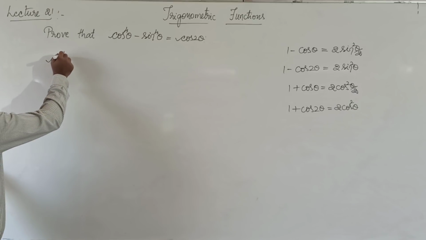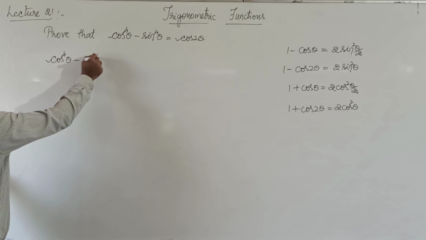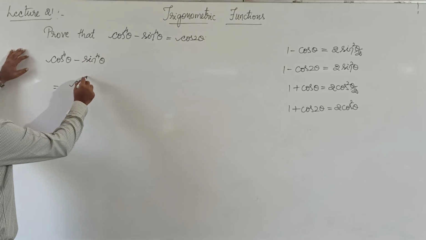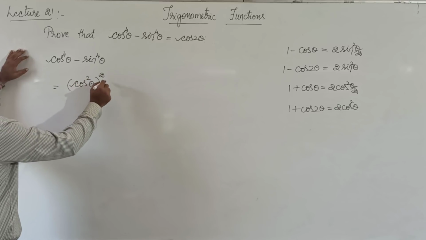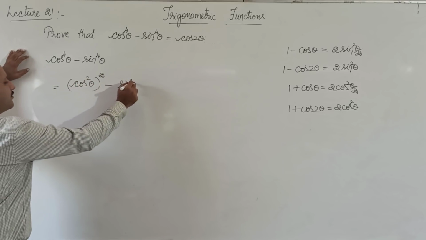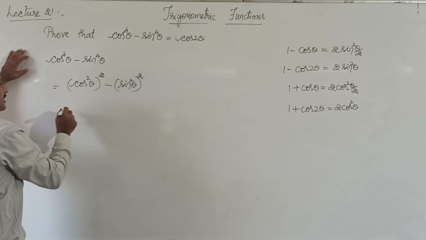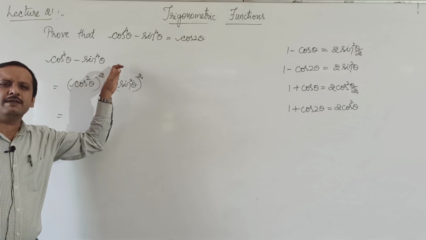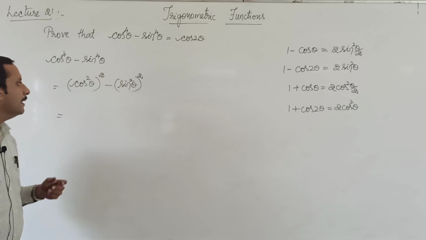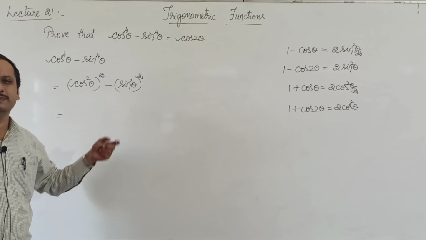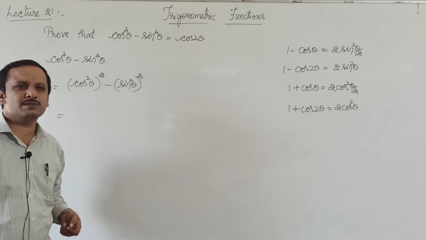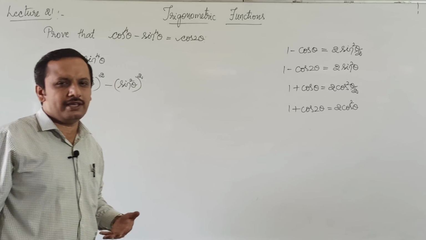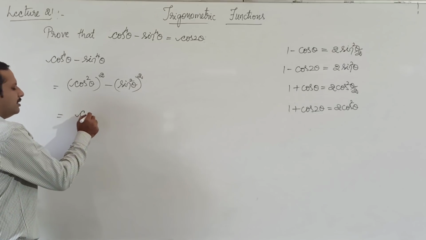Okay. Cos power 4 theta minus sin power 4 theta, that's equal to, I will write cos power 4 theta as cos square theta whole square, and similarly sin power 4 theta is nothing but sin square theta whole square. This looks like a square minus b square. What is a square minus b square? A square minus b square is nothing but a plus b into a minus b, right?